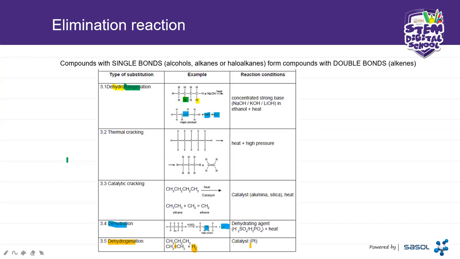Okay. So our PT, we have it there. Just remember, when you think of PT, think of your platinum. Once you use platinum as your catalyst, then you know that you are doing dehydrogenation.